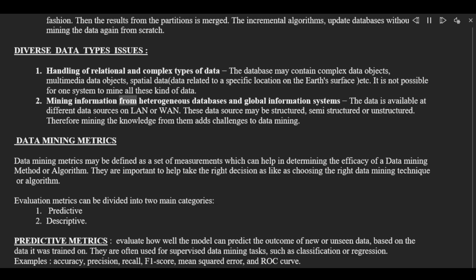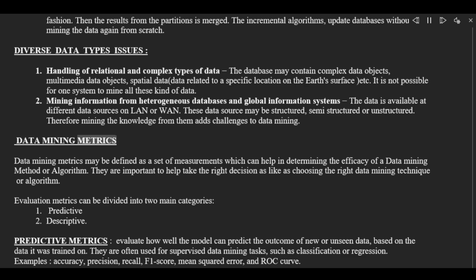Mining information from heterogeneous databases and global information systems. The data is available at different data sources on LAN or WAN. These data sources may be structured, semi-structured, or unstructured. Therefore, mining the knowledge from them adds challenges to data mining.